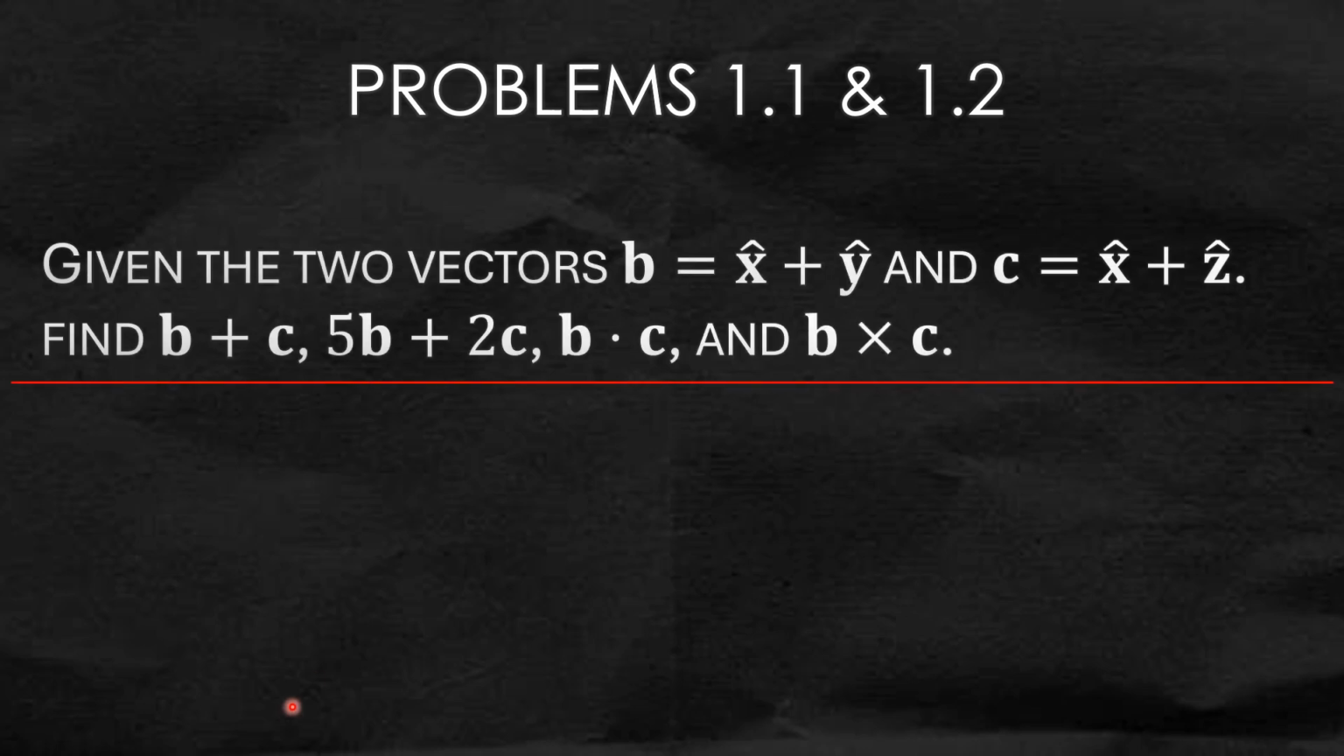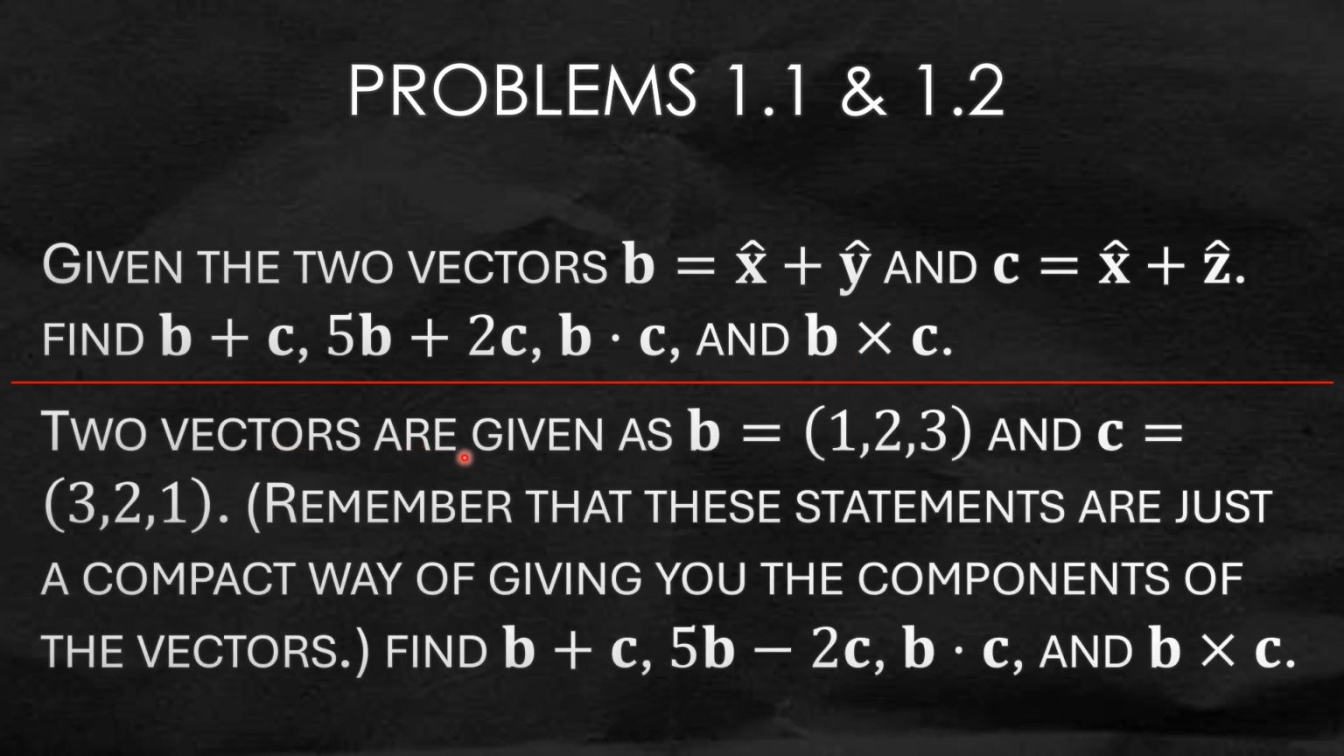And in 1.1, we're given two vectors b, which is equal to x hat plus y hat, and c equals x hat plus z hat. We're tasked with finding their sum, their scaled sum, dot product, and their cross product. In problem 1.2, the two vectors are given as b equals 1, 2, 3 and c equals 3, 2, 1. Remember that these statements are just a compact way of giving you the components of the vectors. And much like before, we are tasked with finding their sum, their scaled difference, the dot product, and their vector product or cross product.